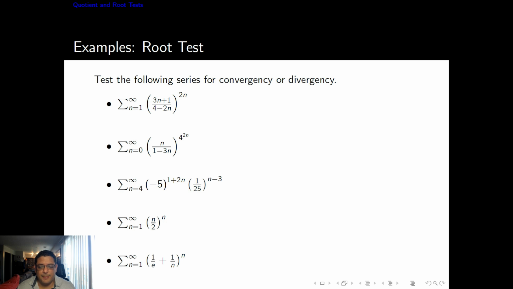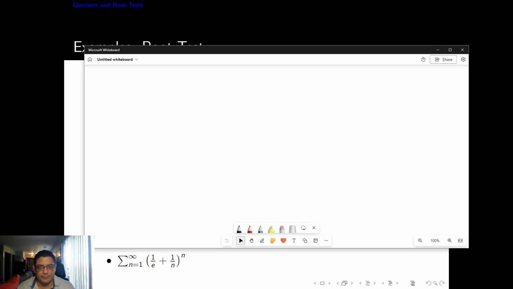Now, let's see some examples of this. How do you know when you're supposed to use the root test? Well, the root test comes into play mostly when you have powers. If you have anything to the power n somehow, then that's a good indication that it might be a good candidate for the root test. So let's see some examples here.